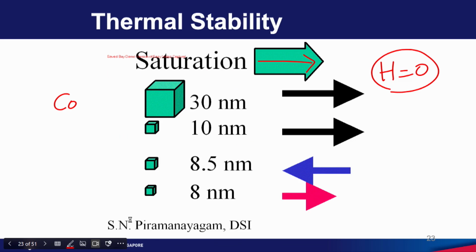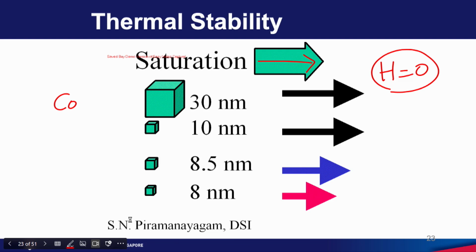So, you can notice that the 30 nanometer cube retains the magnetization in the same direction, 10 nanometer no problem, but if you look at the 8 nanometer one, it flips very rapidly, and 8.5 nanometer also flips, but not that rapid. So, sometimes it is pointing towards left, and after some time it will point towards the right.